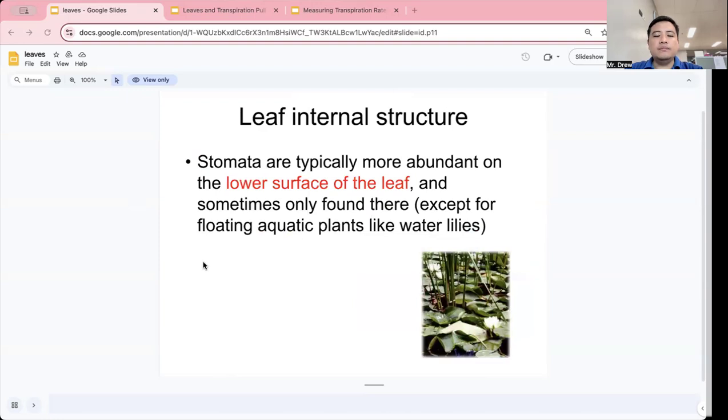Okay, so stomata distribution in leaves. In most plants, stomata are more abundant on the lower surface. In some aquatic plants, stomata are only on the upper surface, for example water lilies. Desert plants have fewer stomata, often sunken to minimize water loss. So different plants have different adaptations based on their environment.